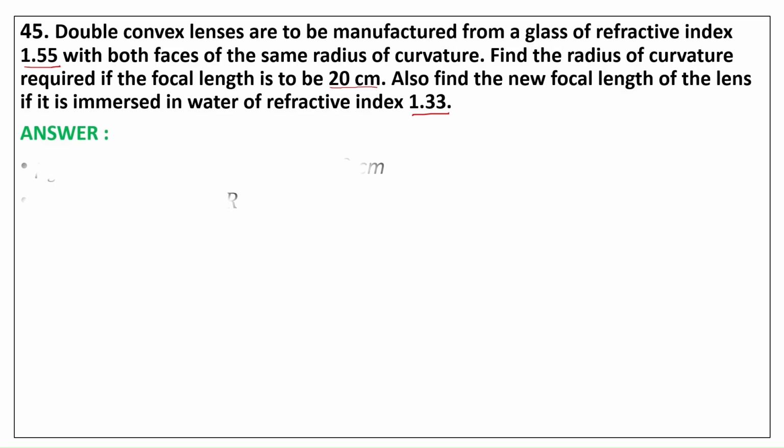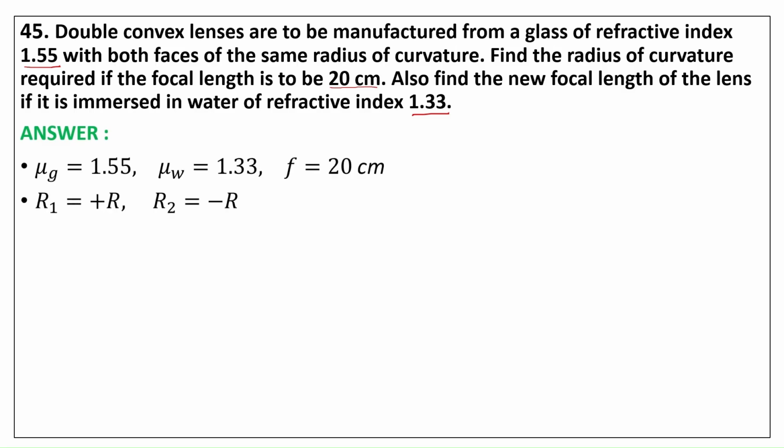Answer. Given refractive index of glass, mu G is equal to 1.55. Refractive index of water, mu W is equal to 1.33. Focal length in air, F is equal to 20 cm. For double convex lens, R1 is equal to plus R, R2 is equal to minus R.